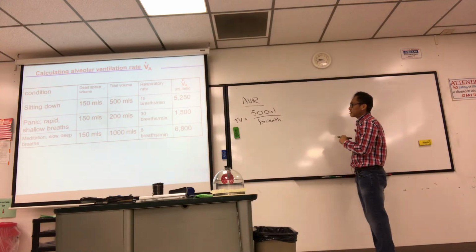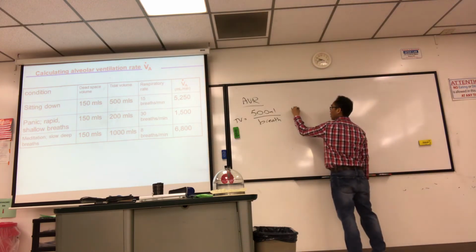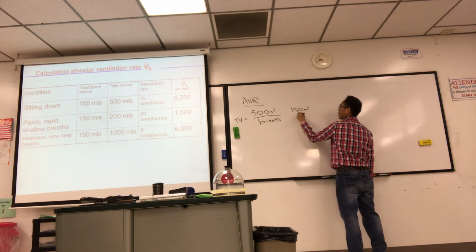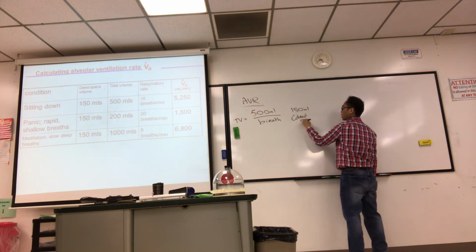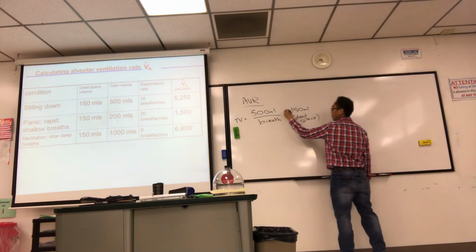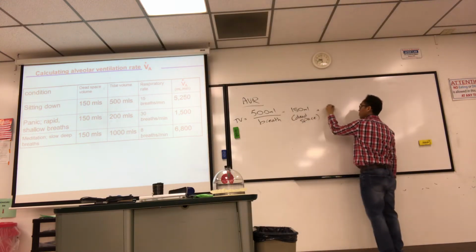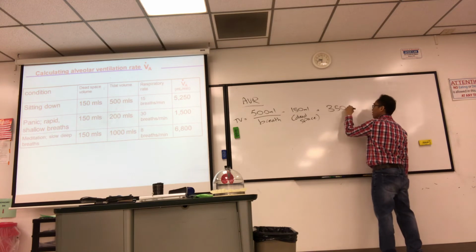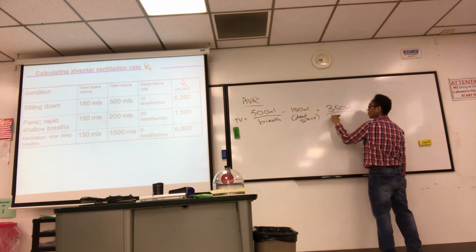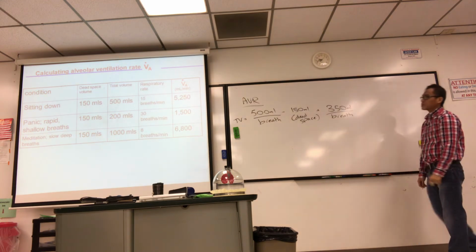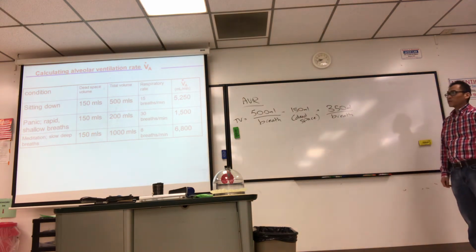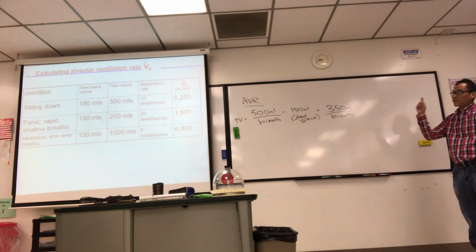But the dead space that you have to occupy per breath is 150. That's the dead space. So subtract it. That gives you 350 mL per breath. That's the fresh air that reaches the alveolar spaces. That's what you want to use in conjunction with respiratory rate, RR.